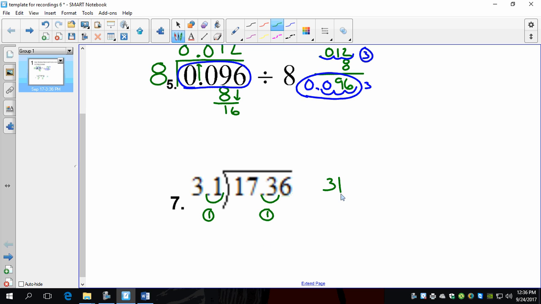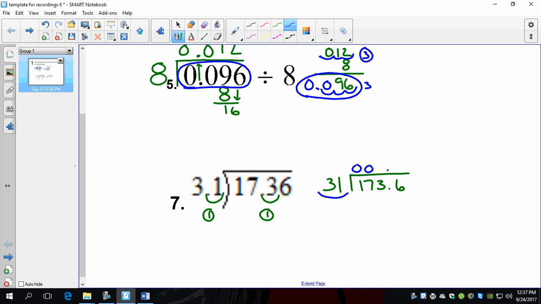We actually get 31 going into 173.6. Now this problem is very similar to what we did with number 5. We simply have a decimal in our dividend. We simply bring that decimal up, and then we just work the problem out like normal. We want to see how many times 31 goes into 1. It doesn't. How many times does 31 go into 17? It doesn't. How many times does 31 go into 173?